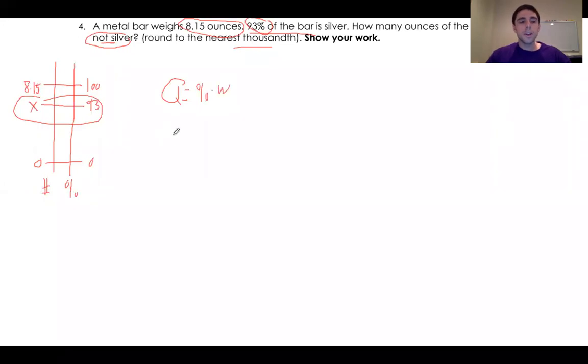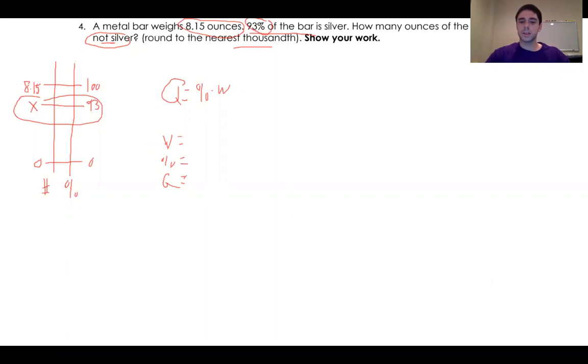So what is my whole going to be in this problem? What's my percent and what's my quantity going to be? Let's start with that. What's my whole going to be? Let's look at our double number line. That's going to be the key here, is looking at our double number line.